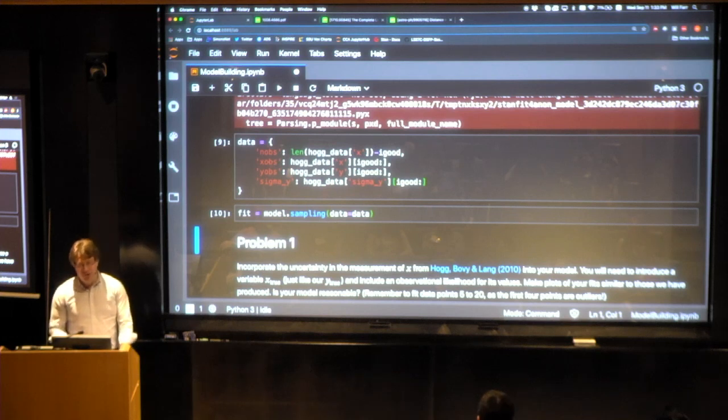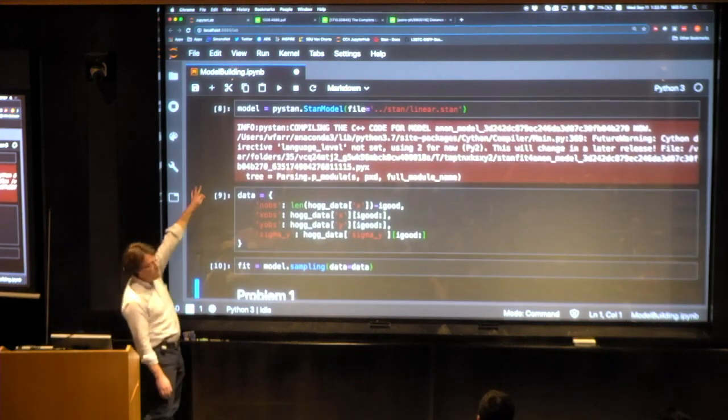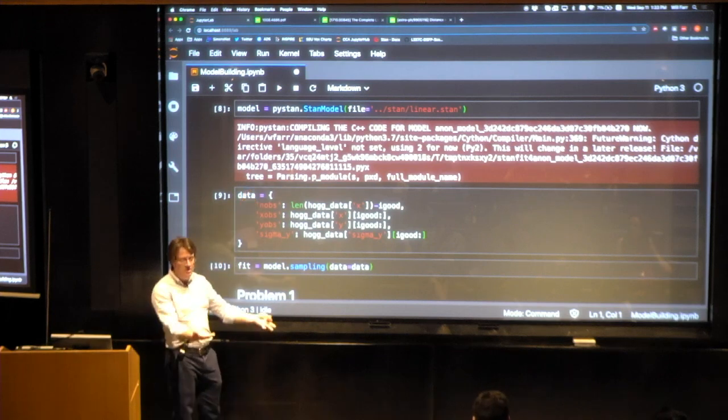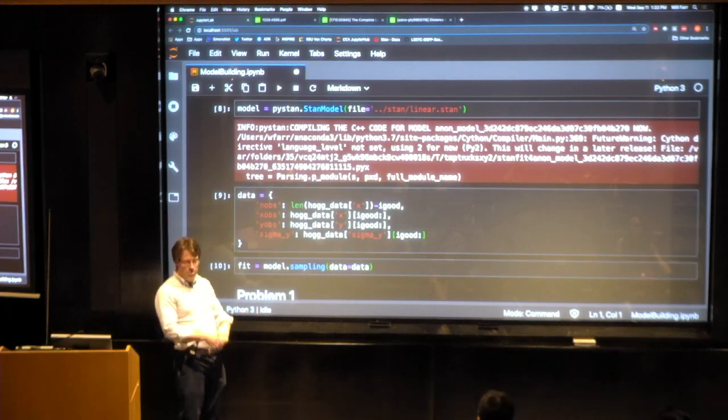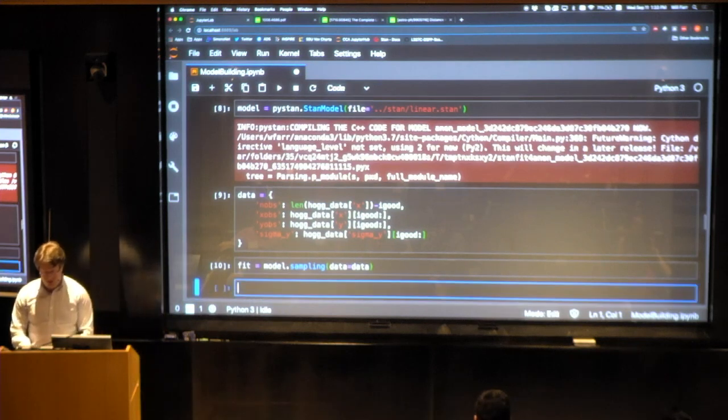I apologize for the awkward silence while it's compiling, but the reason that you use Stan is once it compiles that model, it's ready to sample. You feed it data of the type that you told it you were going to feed it, and it will now draw samples over M and B.